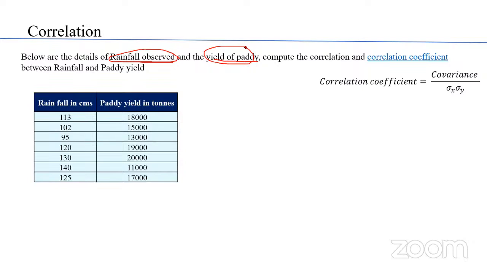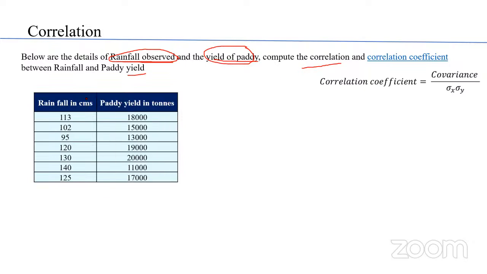But though these two are independent, now we are trying to find out, is there any relationship between these two existing? Maybe it is positive, negative, no, something like that. And find out the correlation and compute the correlation coefficient between rainfall and paddy yield.